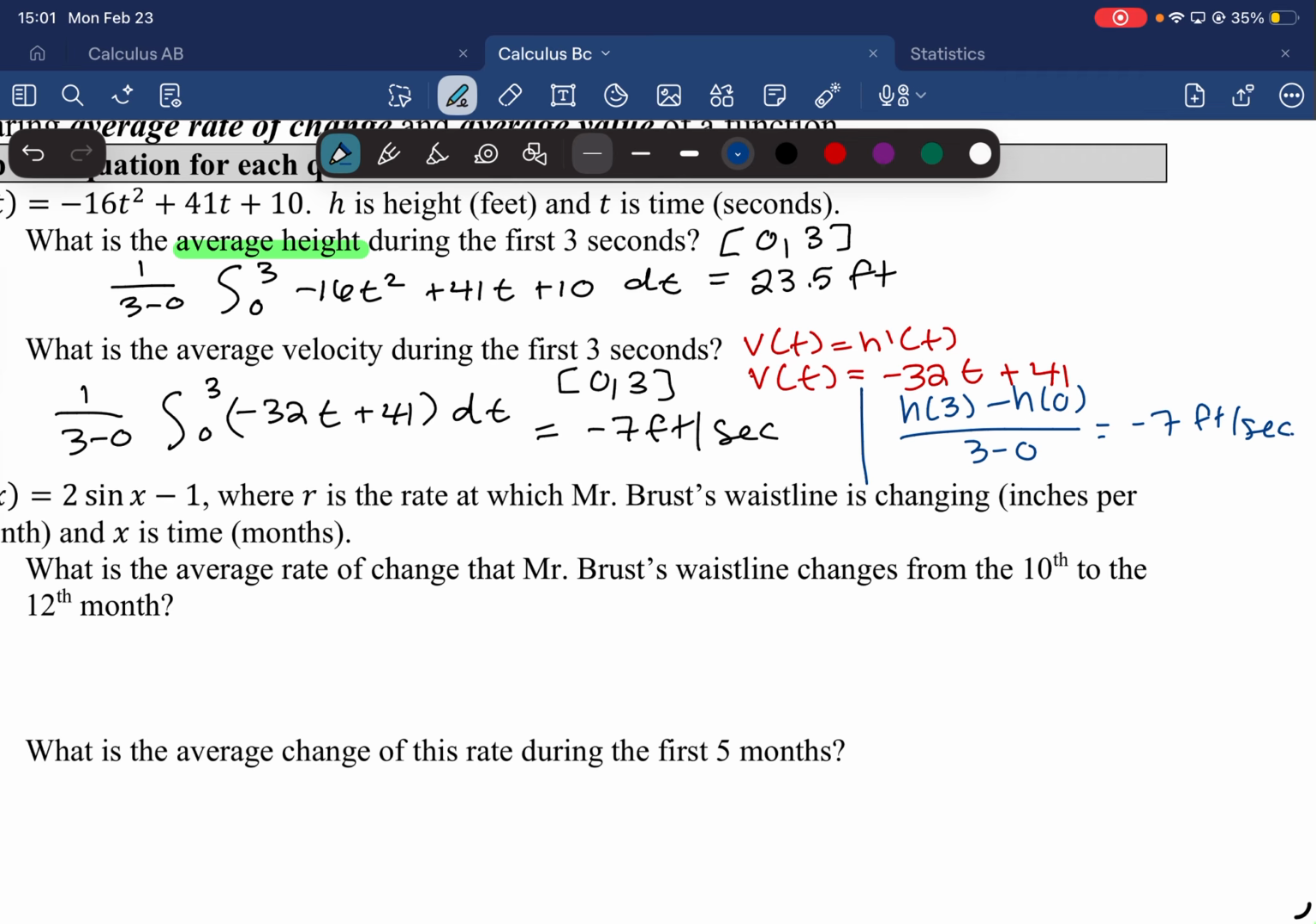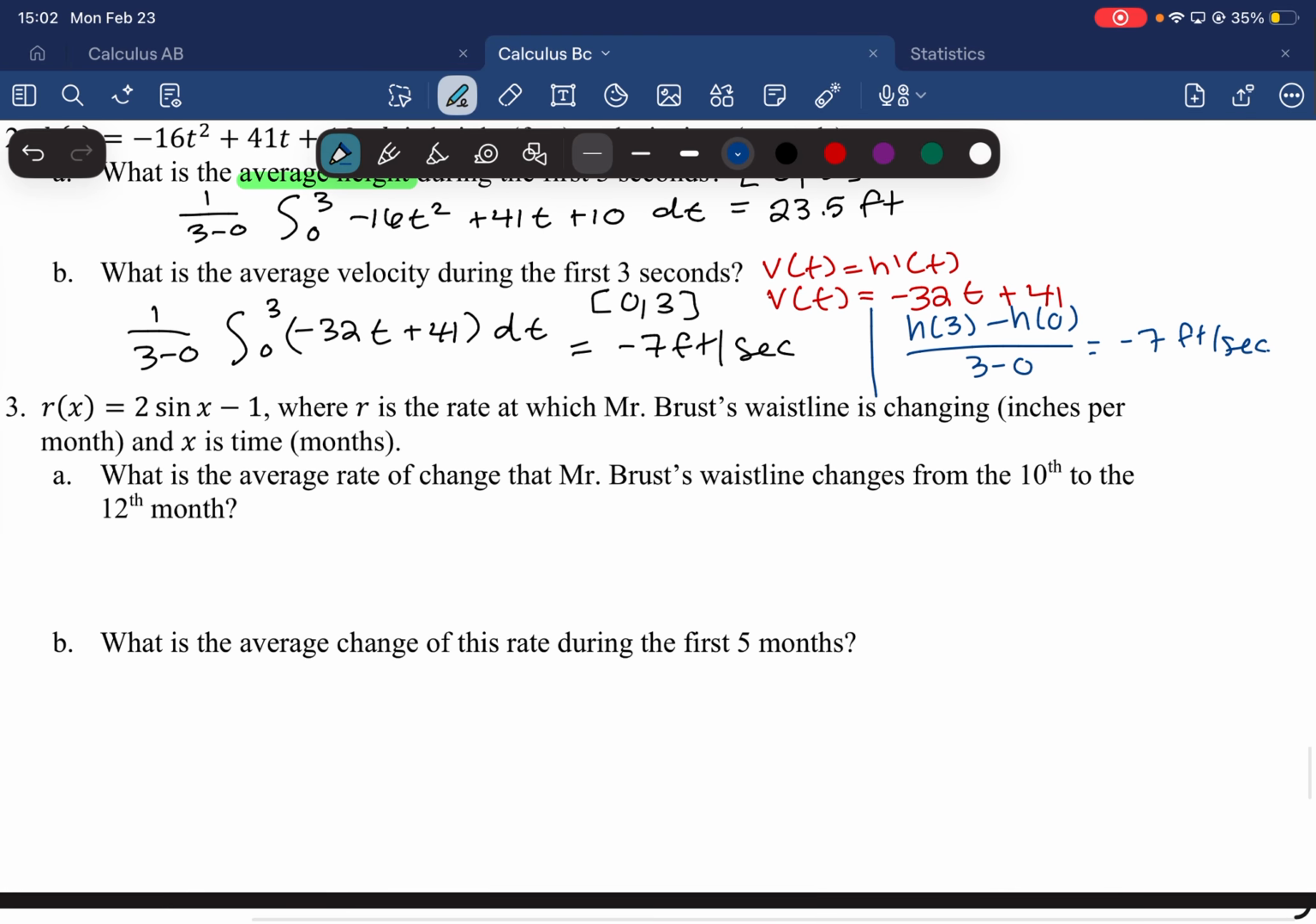So that is the connection between the two. Finding the average rate of change is the same as finding the average value of the function, especially if they want you to find the derivative of that function. Notice how instead of saying find the average height, we could use the average rate of change formula, but it was because we were finding the average velocity, which is the derivative of height, that we were able to do so.